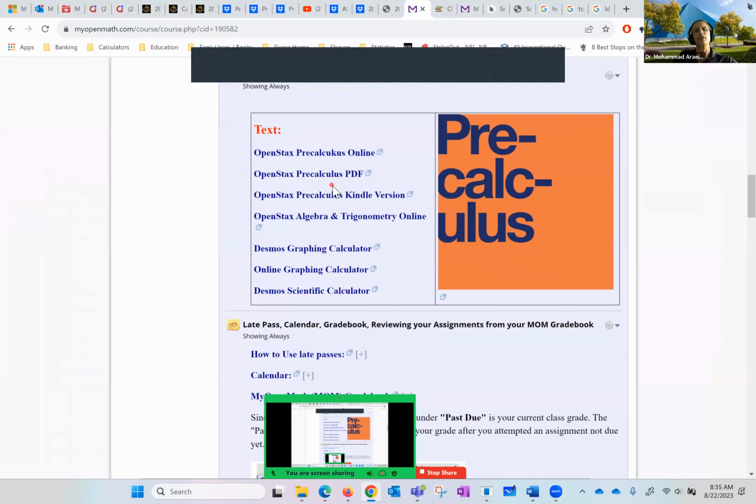What else I have there besides the PDF format and so on? Again, you don't need to purchase anything. Everything is available online. Look at these calculators, online calculators, everybody. So you don't have to purchase anything. You can use the calculators online for free.